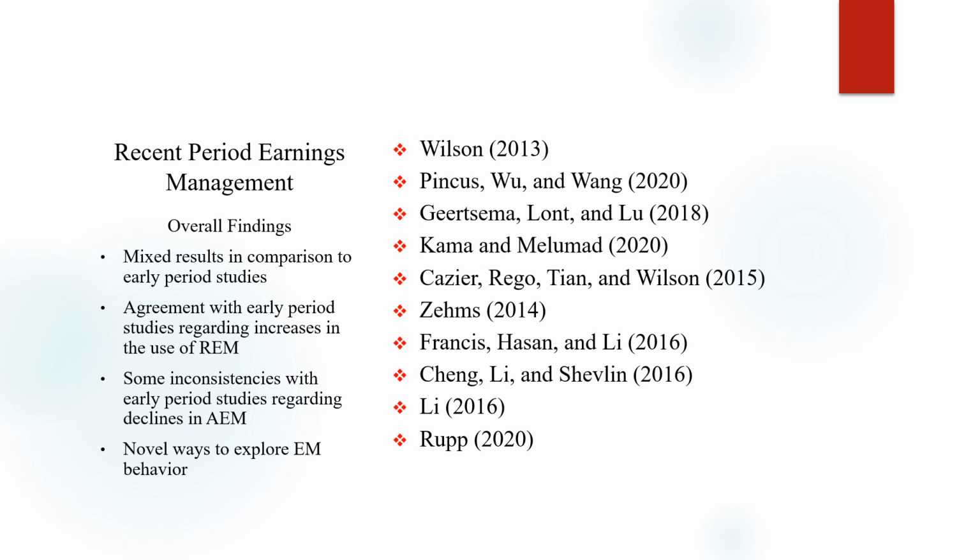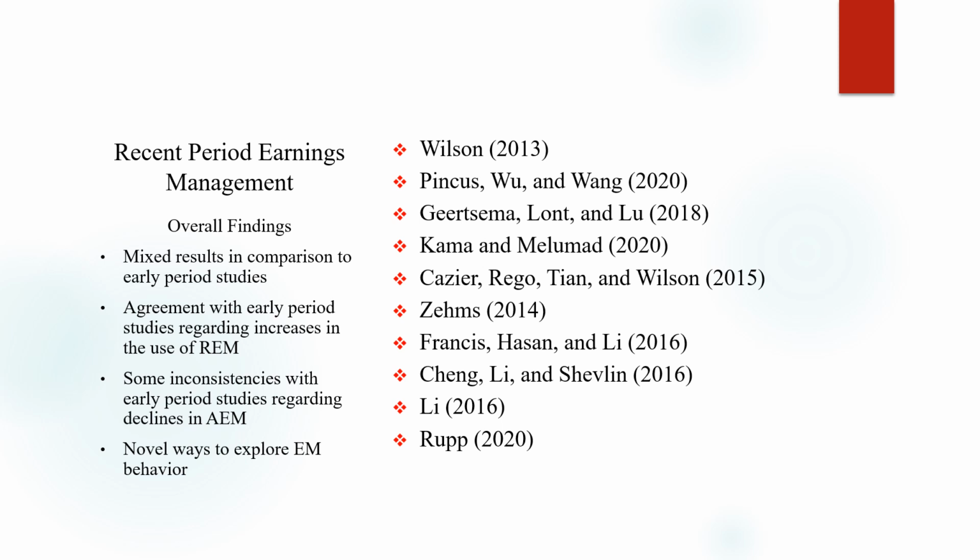it's a mixed bag. Wilson 2013 looks at that same time period of pre-post Sarbanes-Oxley and finds that same increase in real earnings management that was seen in prior papers, but there did not appear to be the same decrease in accruals earnings management, which seemed like a fairly odd result at the time.